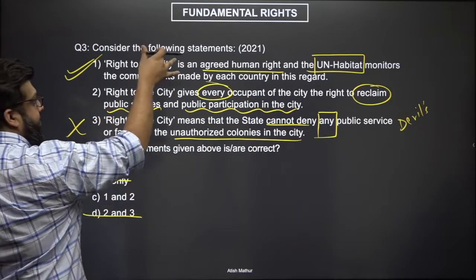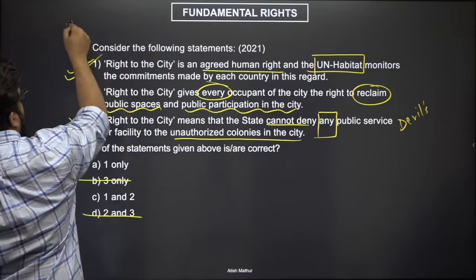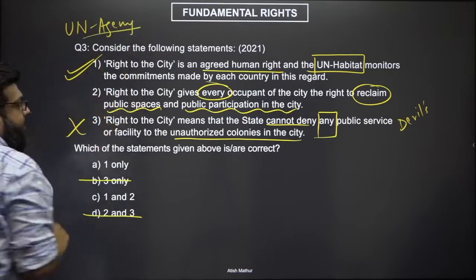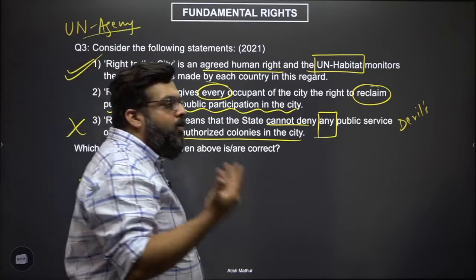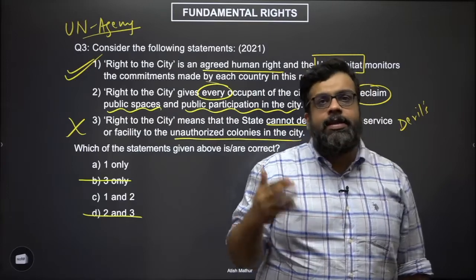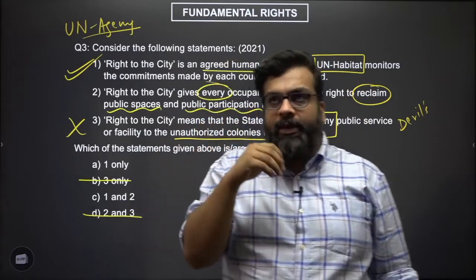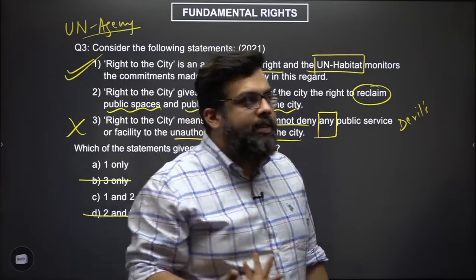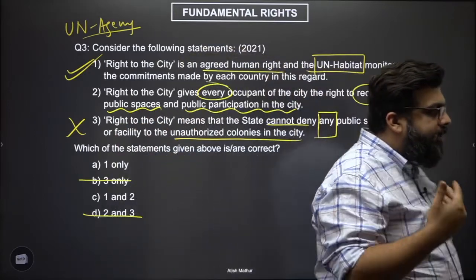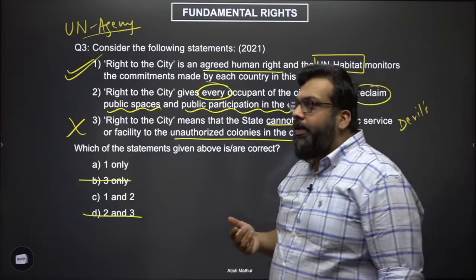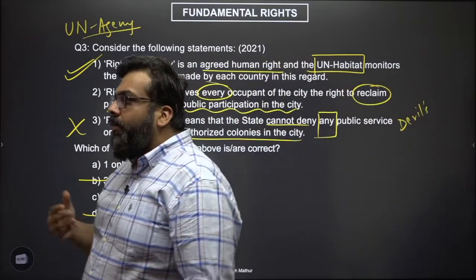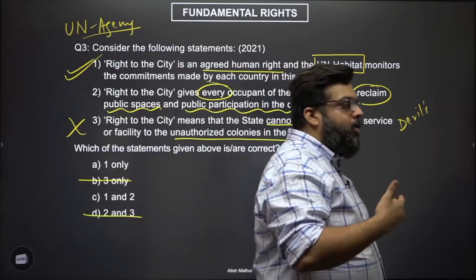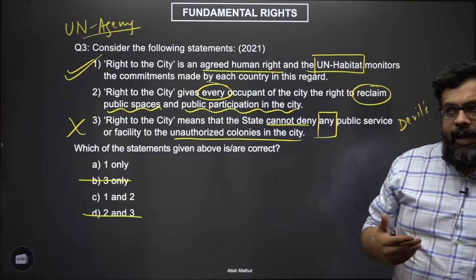That right to the city is basically a concept under a UN agency called UN Habitat. Now, what else do we know about UN agencies coming up with such kind of rights? For example, the Universal Declaration of Human Rights. For example, the International Covenant of Civil and Political Rights. For example, the International Covenant of Economic, Social and Cultural Rights. These are some of the UN documents that we are aware of, right?